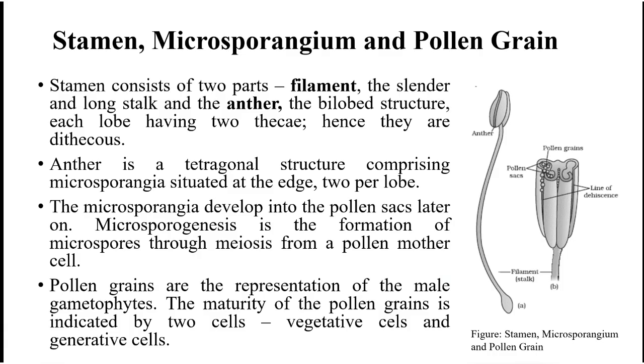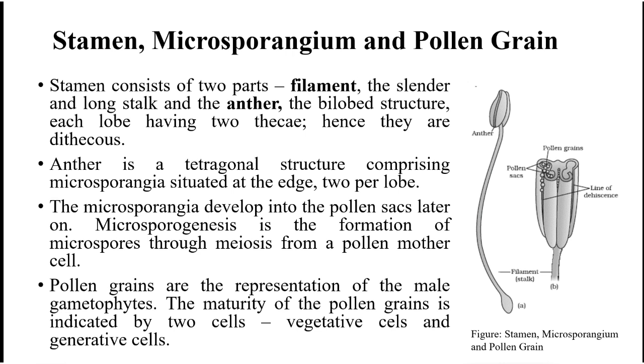So basically, the flower is the reproductive part of the plant body. In a flower, there is a male reproductive organ and a female reproductive organ. The male reproductive organ is called androecium. The female reproductive organ is called gynoecium. In the androecium, one unit of the male reproductive part is called a stamen. At first we will discuss the male reproductive part.